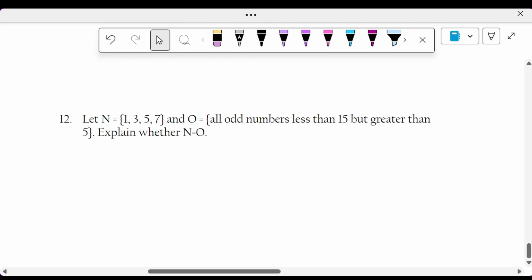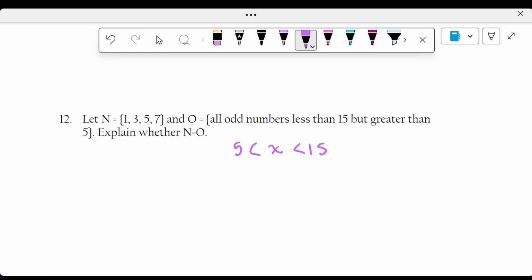Question 12. Let n equal 1, 3, 5, and 7, and O equal all odd numbers less than 15 but greater than 5. Explain whether n equals O. So we have the numbers between 5 and 15 that are odd. So right off the bat, we can tell that 1 is not between 5 and 15. Neither is 3. Neither is 5 because it's greater than 5. And 7 is the only one that actually fits.